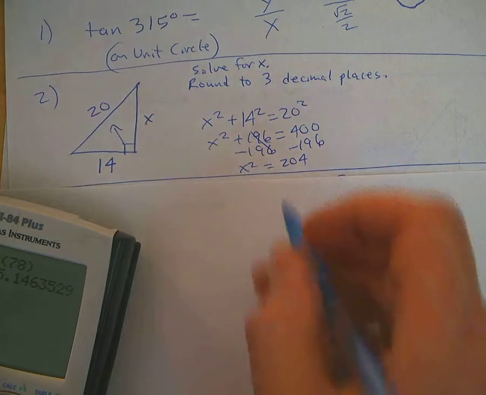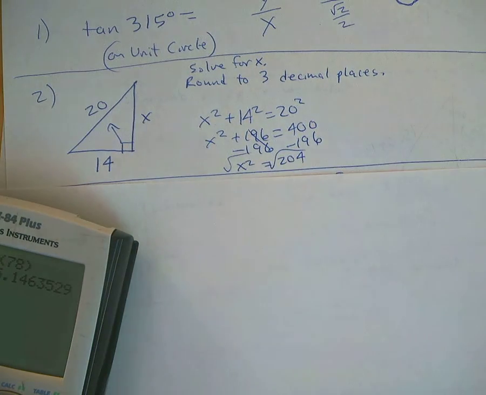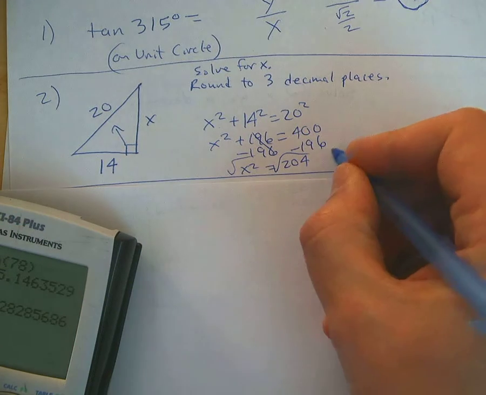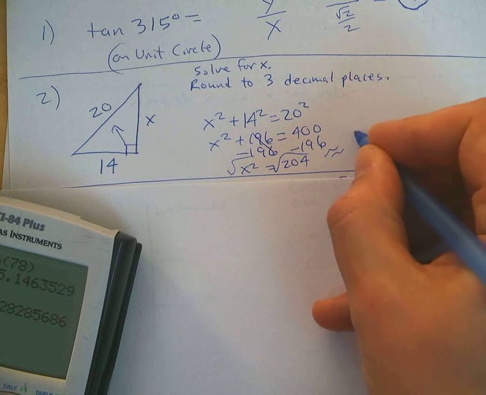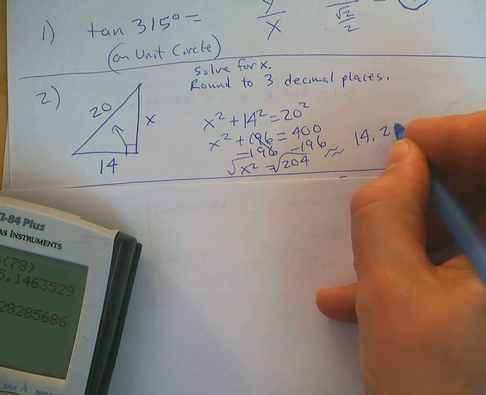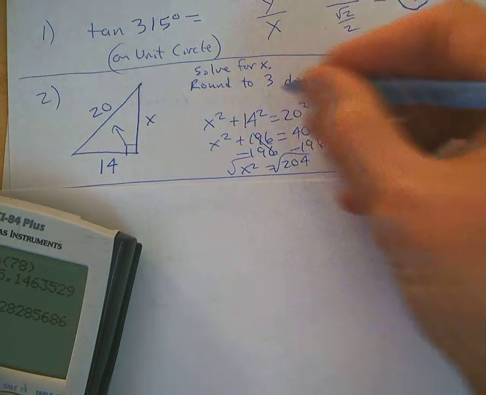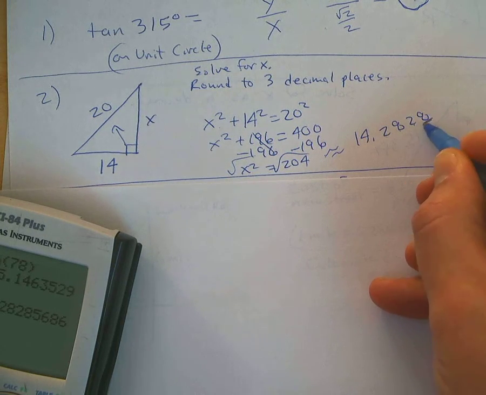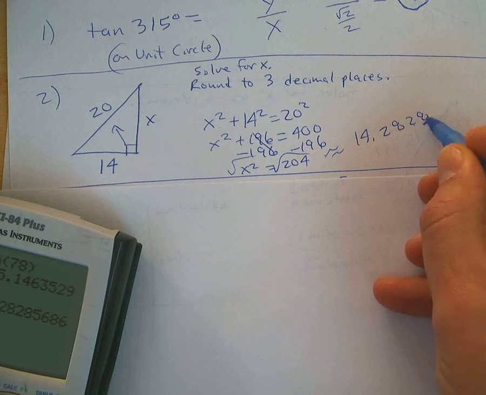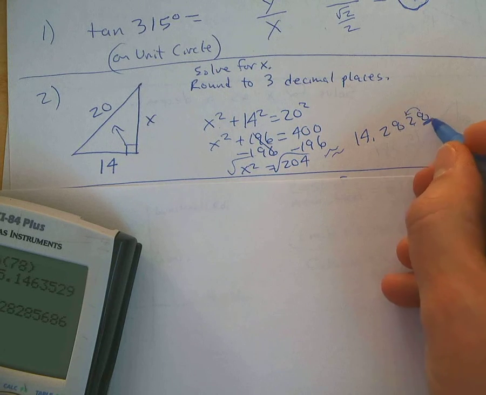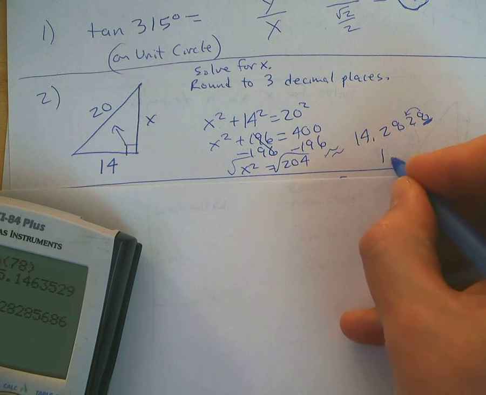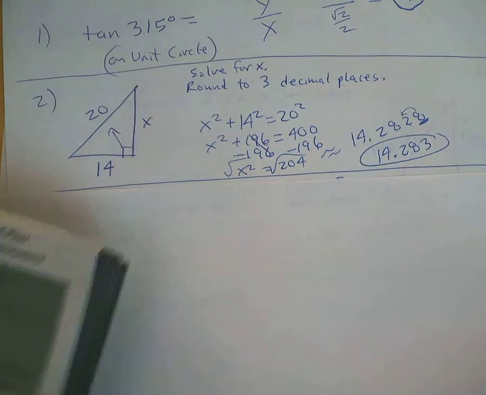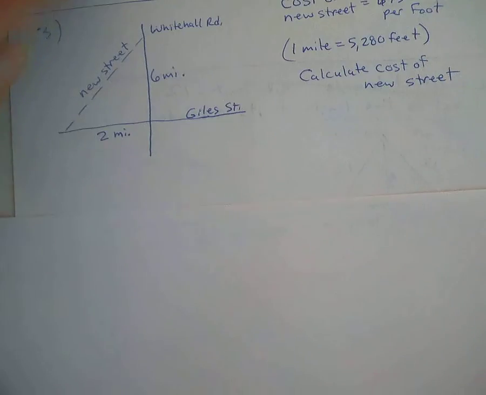Let's see. So I take the square root of that. Square root of 204 on our calculators is about 14.2828. So if I round to 3 decimal places, I look at 1, 2, 3. I look at the spot after that. Is that 5 or higher? If it is, I round this one up. If it's not, I keep it the same. So 14.283 would be your answer. Okay. All right, next one.